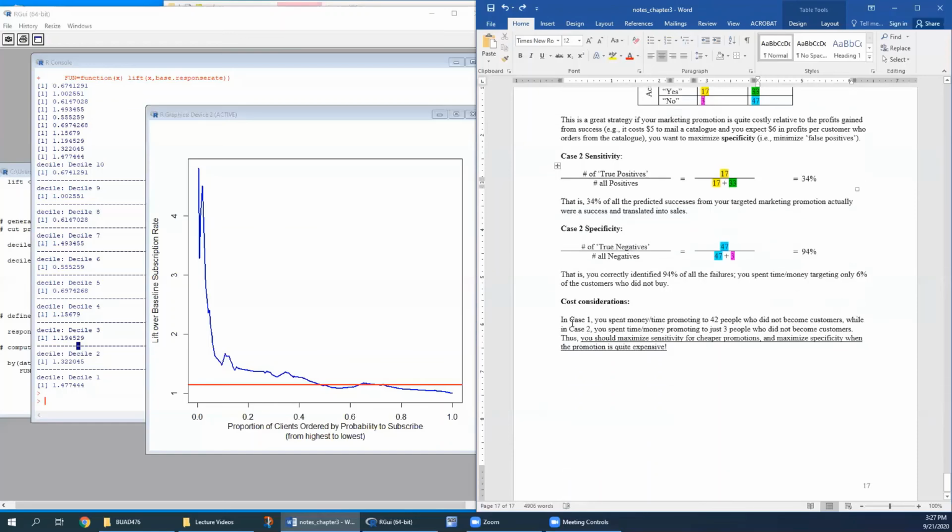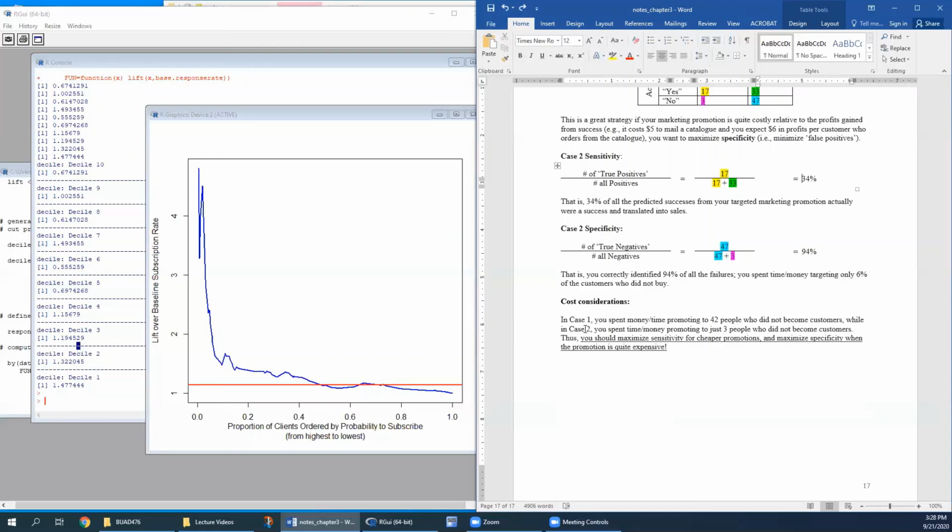So in sum, to summarize what we see in these two cases: in case 1, we spent money and time promoting to 42 people who did not become customers. And in case 2, we spent time and money promoting to just 3 people who did not become customers. In case 1, it was just emails, so it was really not expensive to target those 42 people who did not buy. But in case 2, if we were mailing out catalogs that were expensive to ship, it's kind of a big deal if we had 42 people who got that expensive promotion and then didn't buy from us.